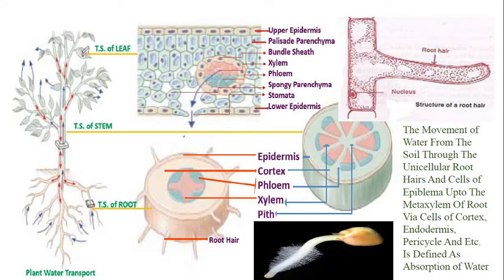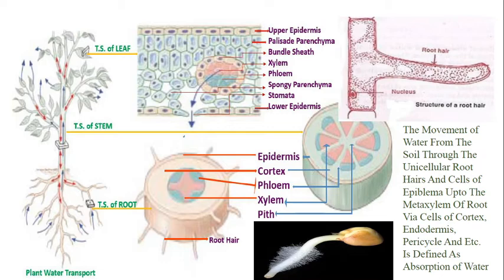While in case of TS of leaf, the upper epidermis is followed by palisade parenchyma, while the lower epidermis is followed by the spongy parenchyma. Both are two different types of mesophyll cells which actively participate in photosynthesis. At the center there is a bundle sheath, and inside that bundle sheath there are red color xylem cells and green color phloem cells. So in this way, this is the complete structure of a TS of leaf.